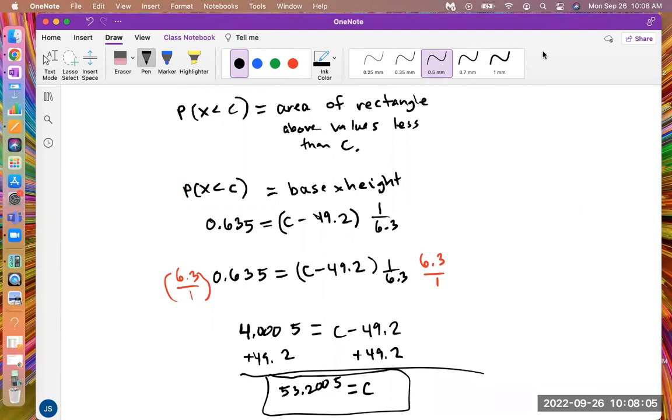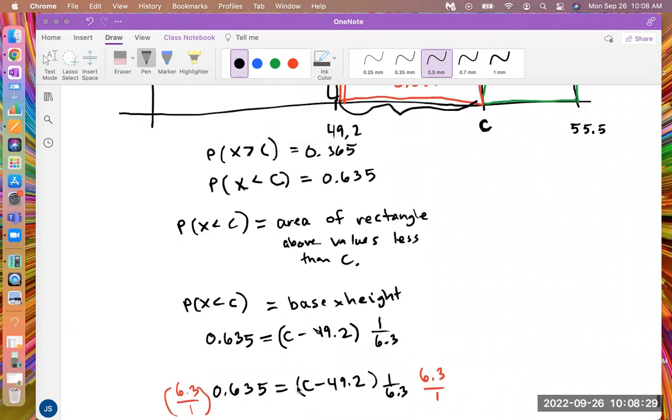Let's just double check it. They rounded it to 1 decimal place, so they got 53.2. But there we go. That is right. That is what you want.